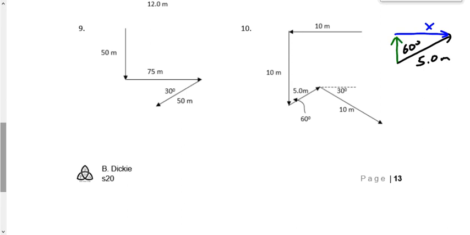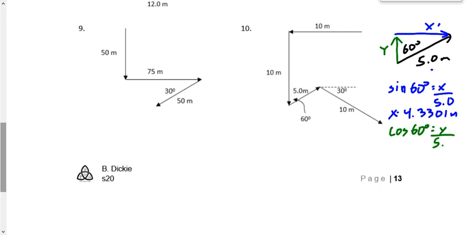Now, the x component this time is the opposite side of the triangle. Opposite, and I thought this goes with sine. Usually, x goes with cos, but in this case, it goes with sine. Sine 60 is equal to x over 5. X ends up being equal to 4.3301 meters. And the y component is the adjacent side, so we'll say cosine 60 degrees is equal to y over 5. That's going to be equal to 2.5 meters there.